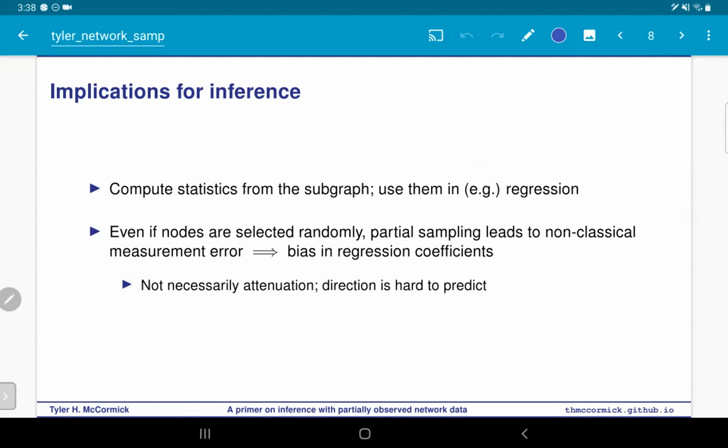So the key point here is that even if the nodes, the individuals, are selected randomly, partial sampling leads to non-classical measurement error, and therefore to bias in regression coefficients. And this is not necessarily attenuation bias. This could be bias in a positive direction or in a negative direction in terms of the size of the coefficient. So random selection of the nodes, while appealing in some respects, is not going to get around the issue of bias in regression coefficients. Okay, and I'll talk more about that in the next few slides.